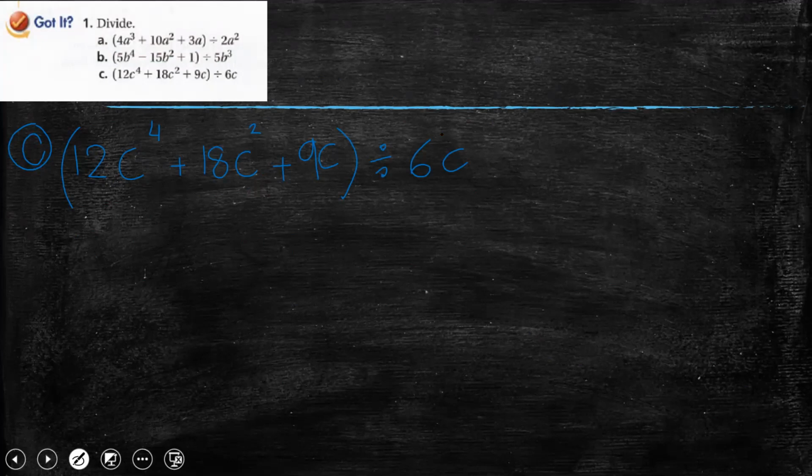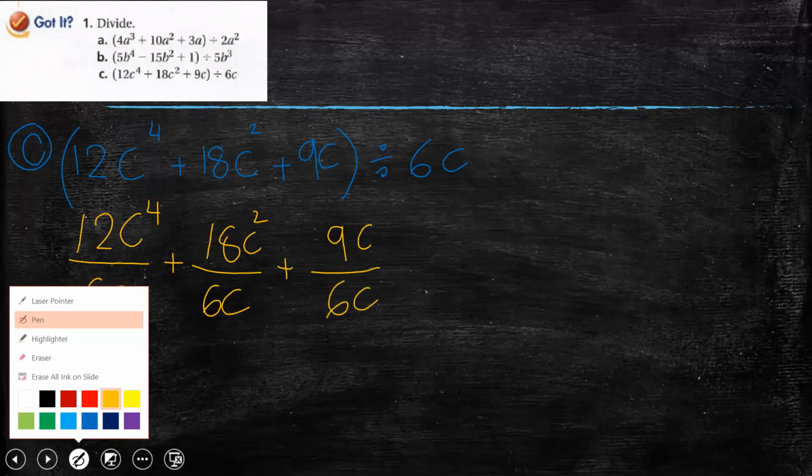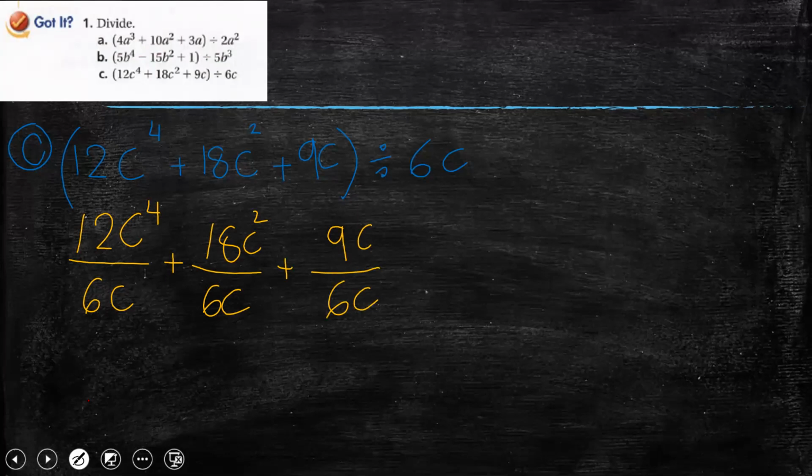We will put 12c to the power 4 over 6c. Bravo. Plus 18c to the power 2 over 6c. Bravo. Plus 9c over 6c. Bravo. Now let's simplify. Yalla, Huda. The first one here: 12, 6 multiplied by 2. Bravo. Times c times c times c.